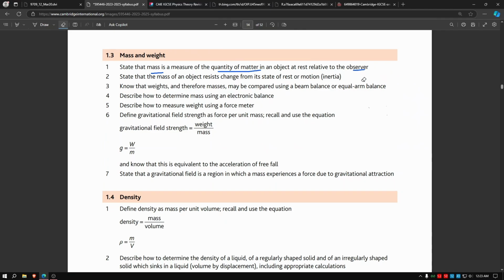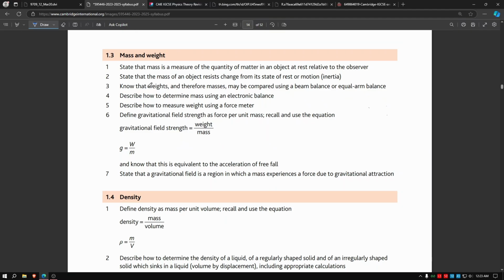Let's move on. When they ask you for the definition of mass, you only have to write this part. You do not have to write the part about relative to the observer. You should only write that mass is a measure of quantity of matter in an object, or the amount of particles in an object. Boom, done. Nothing more is needed.